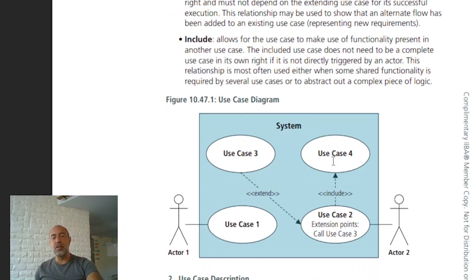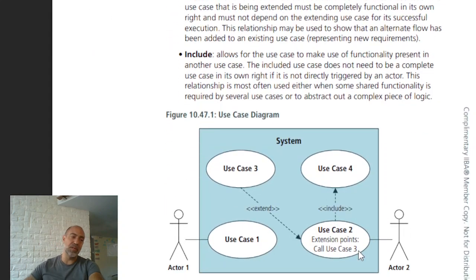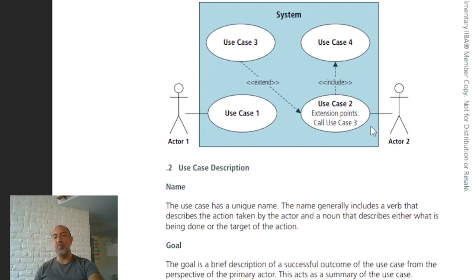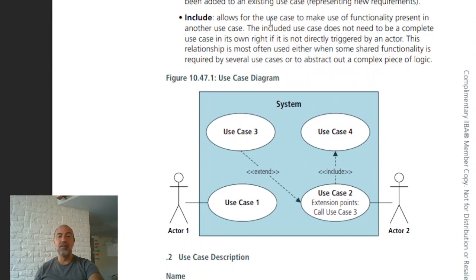So here use case 2 is extending use case 4, while use case 3 is extending use case 2. Which means for use case 3 to finish, it has to extend use case 2, while use case 2, in order to finish, has to build on top of use case 4, right? Or around it, I don't know. The included use case does not need to be complete. In the extend, the use case must be completed. In the include, it doesn't have to be completed. Include as in I use pieces of it until I'm able to finish my own thing, because maybe I need some things in the other use case, right? So the included use case does not need to be a complete use case in its own right.